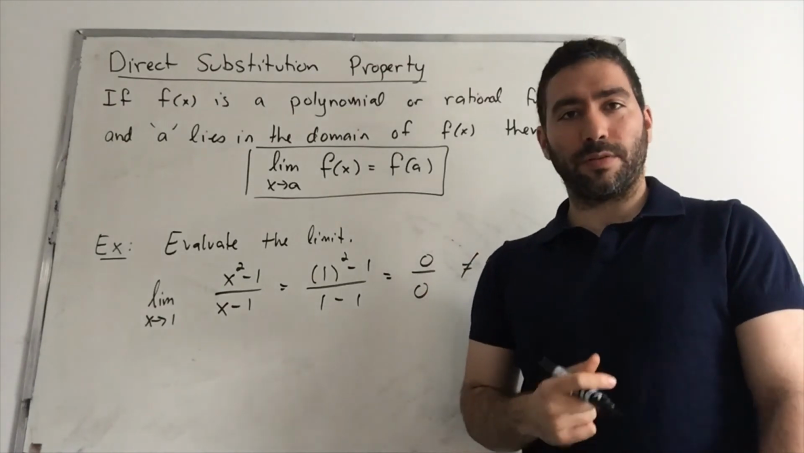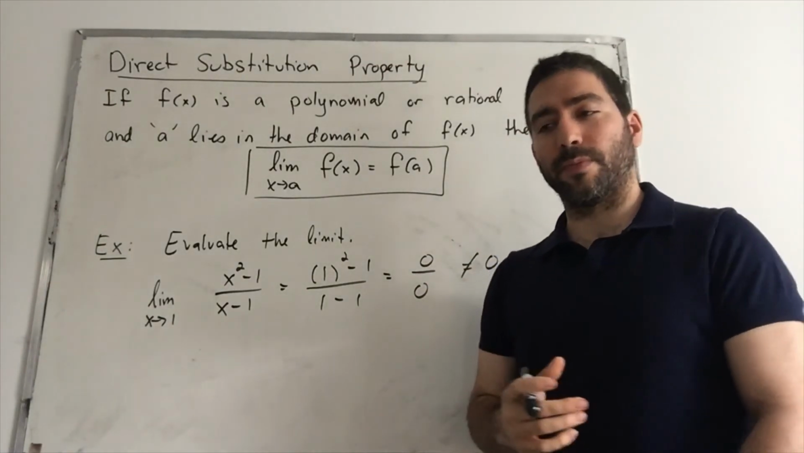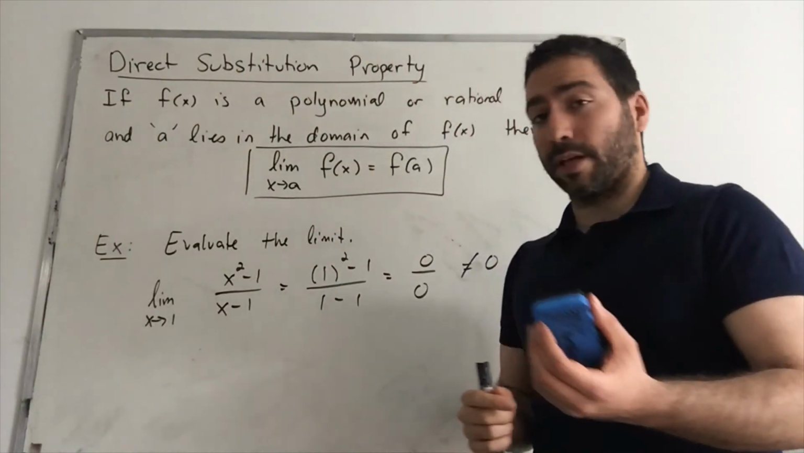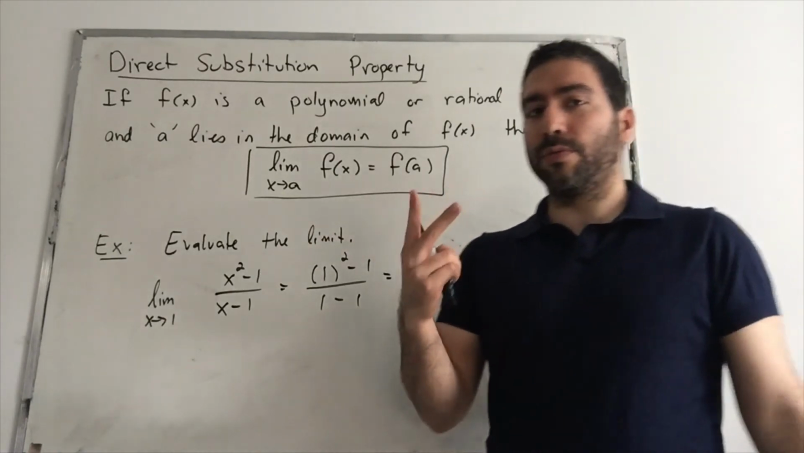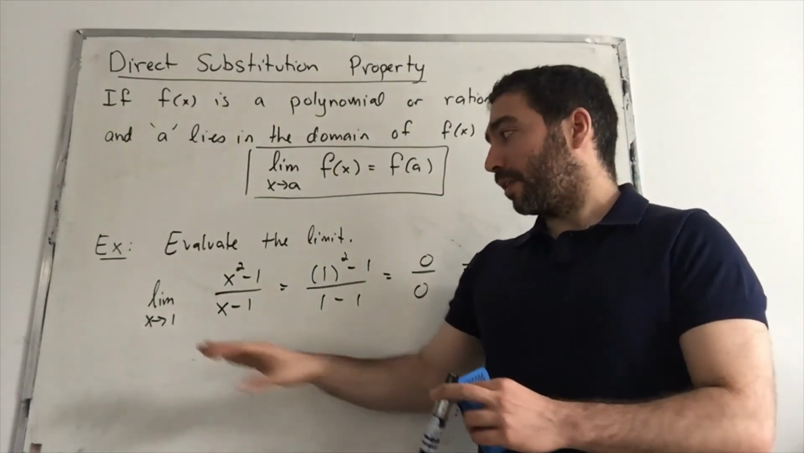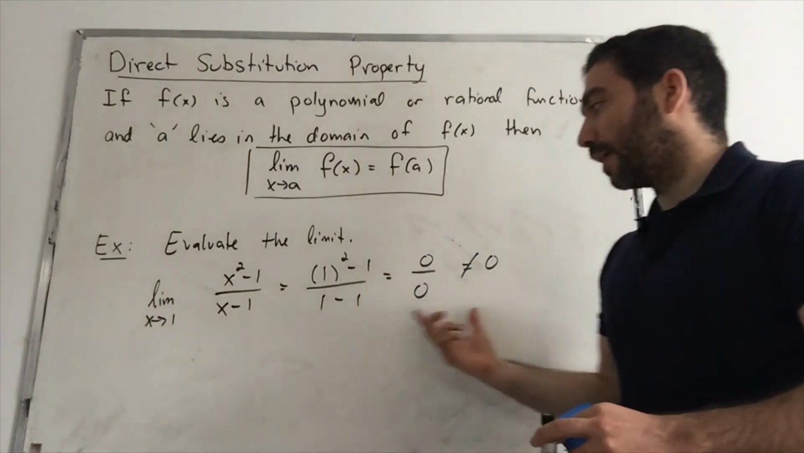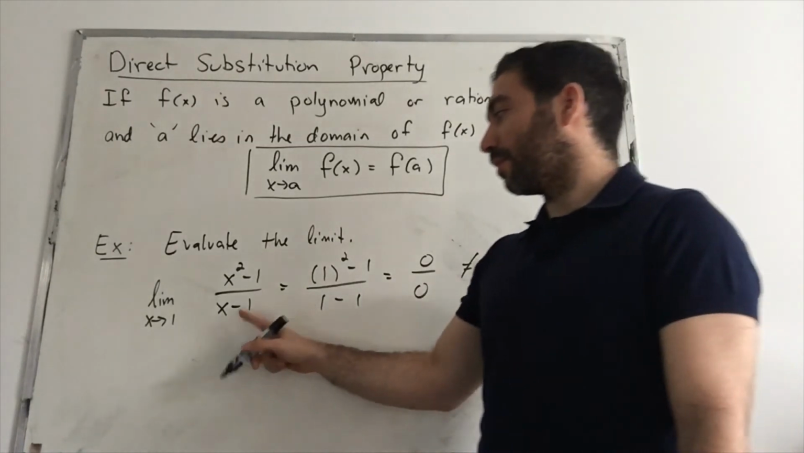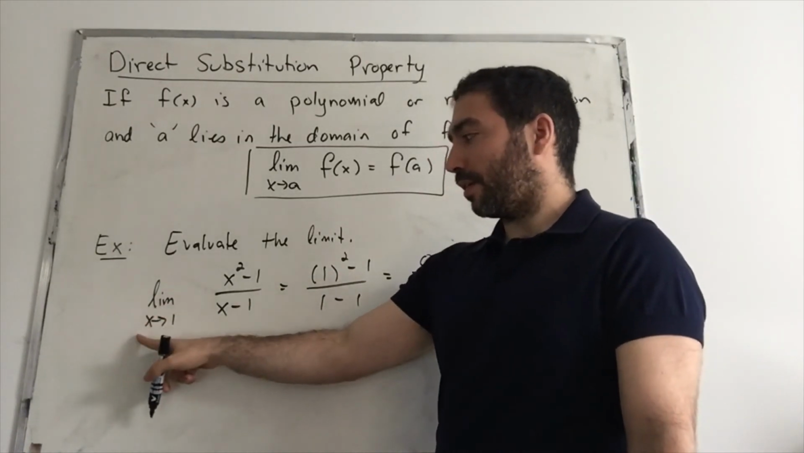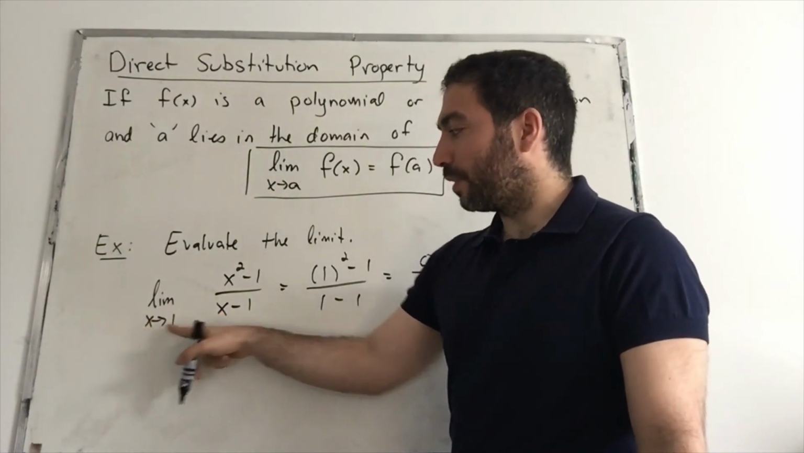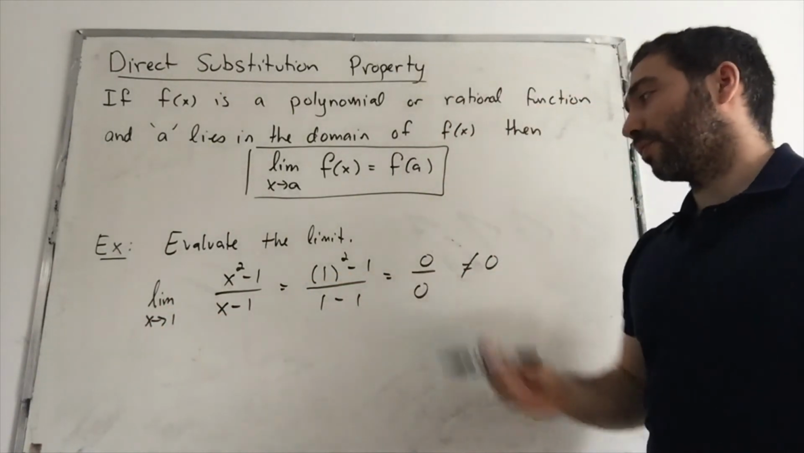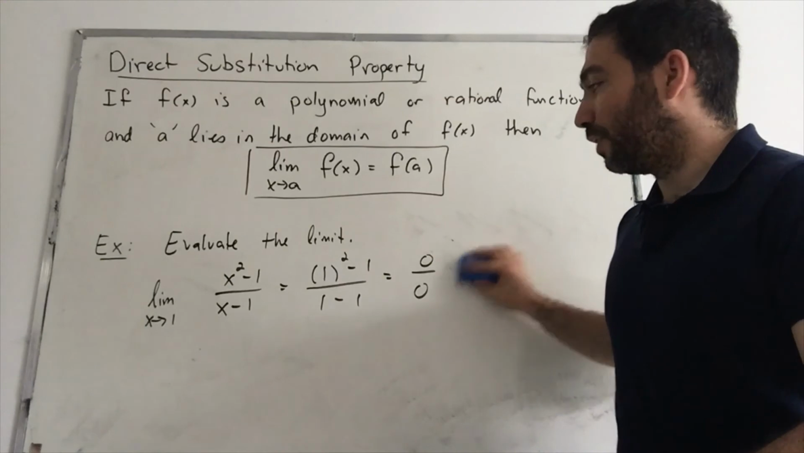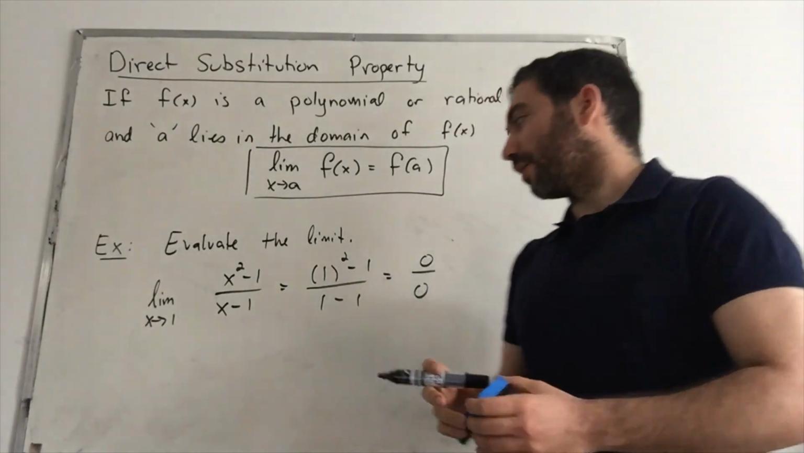0 over 0 is what we call an indeterminate form. We're going to see a lot of this later on when we do L'Hopital's rule. But for now, there are two types of indeterminate forms that we have to know about, because the direct substitution property doesn't always work. This is a case where it doesn't work, where the denominator gave us 0. We're evaluating the limit where there's a discontinuity. So this gives us the indeterminate form 0 over 0. We have to keep analyzing, and we have different tricks that we can use to analyze.